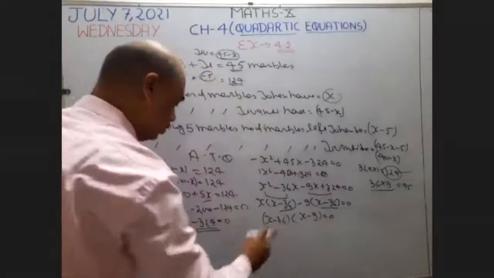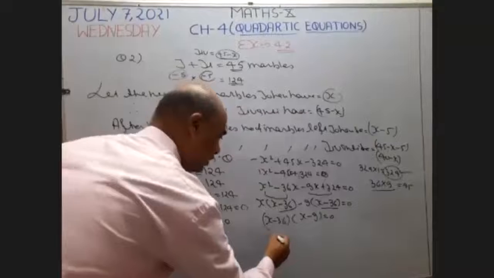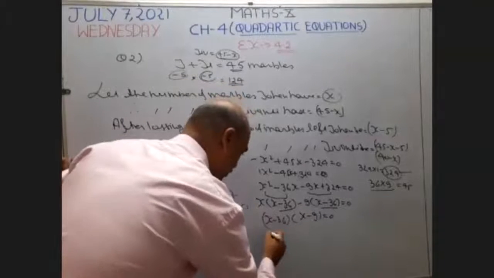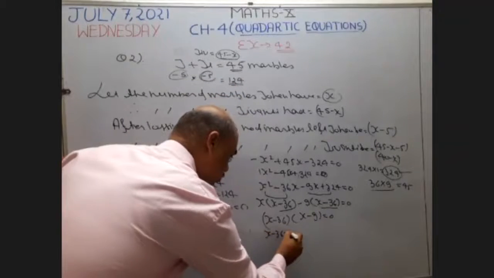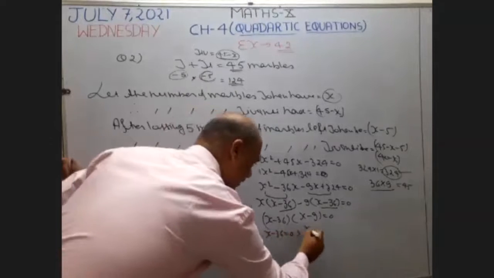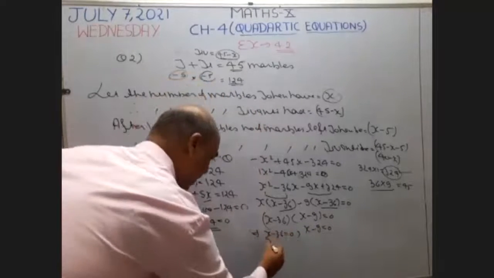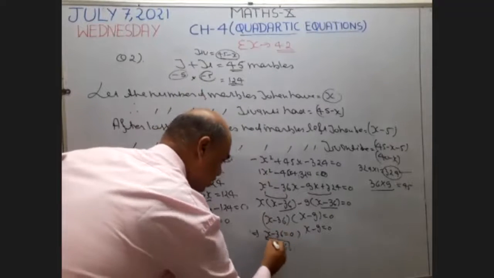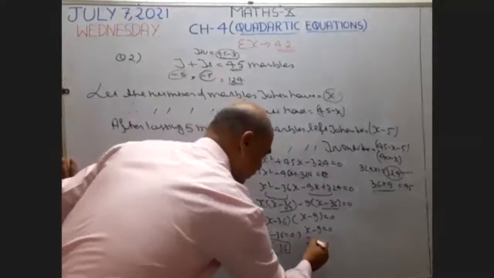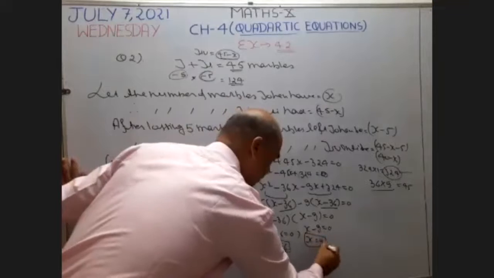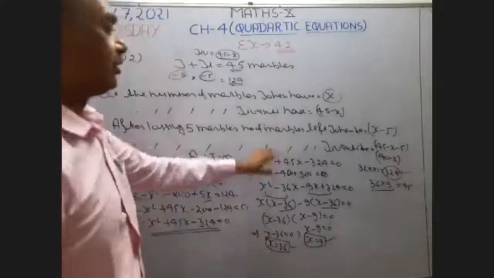Both numbers are equal to 0. It means I want to make each separately equal to 0. So this implies x minus 36 equal to 0 and x minus 9 equal to 0. When x minus 36 equal to 0, it means x becomes 36. This is the first answer. And x becomes 9. This is the second answer. So this is the answer of the given question.